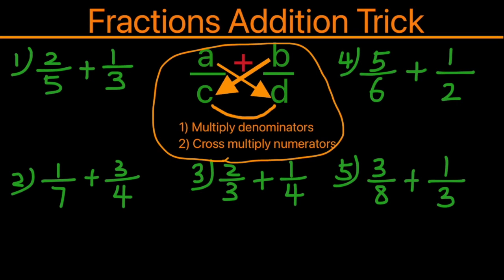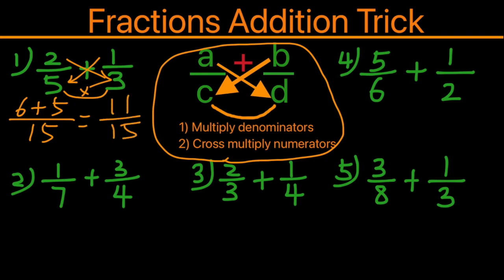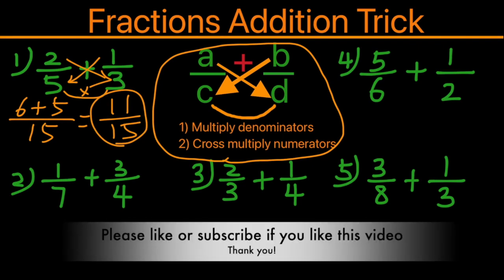First one, 2/5 plus 1/3. So first, we will multiply the denominators. And that will be 5 times 3, 15. And then we will take 1 times 5, 2 times 3. So 2 times 3 is 6. 1 times 5 is 5. So we add them together. And that gives us 11/15. And that's the answer for example 1.